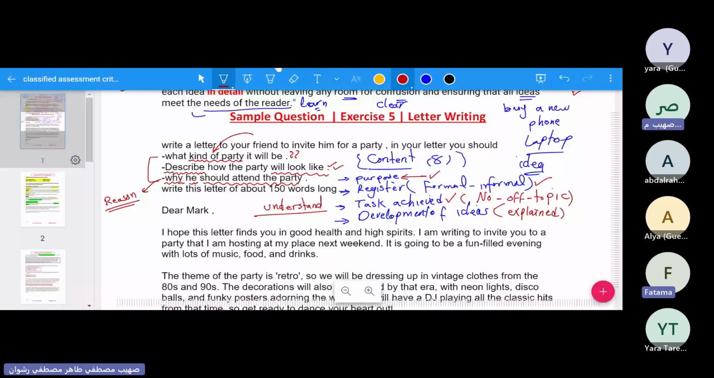First of all, it's not Yara, it's Fatima. Ah, the one who asked is Fatma? Yes. And yes, it's clear. Ah, okay, I'm sorry. Now is better, inshallah?